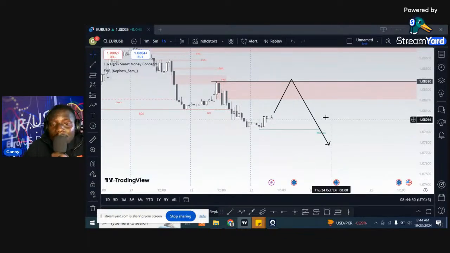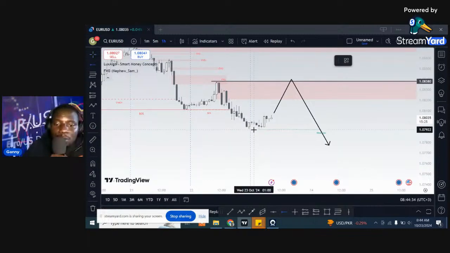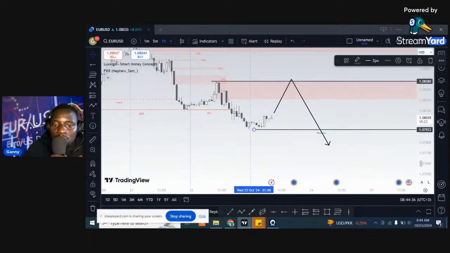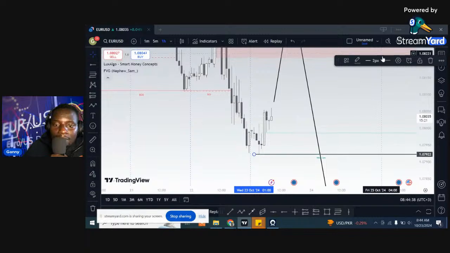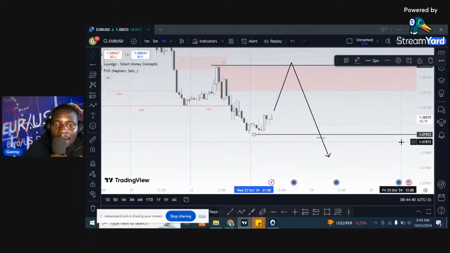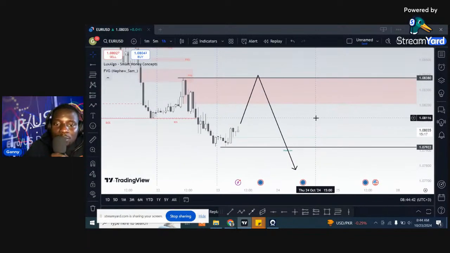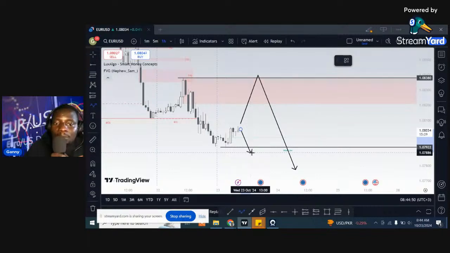So for me, what I would like to look out for is this level right here, the low of the Asian session. I'll be intently following it as well, because once price comes and takes out that low of the Asian session, then we'll be looking to take a trade in the opposite direction.